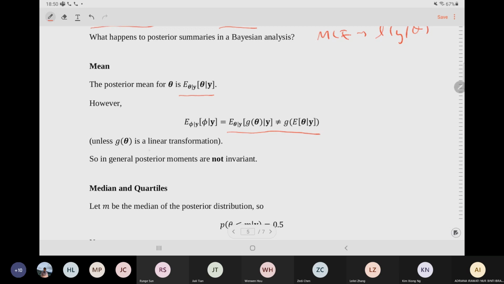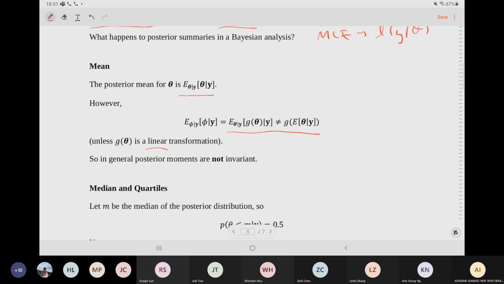Linear means like 2x, 3x. Because if it's a linear transformation, then it will be the same, because you have a constant, right? So if, for example, I have 2x, then the mean of 2x is actually 2 times the mean of x. That's actually a linear transformation. But for example, I have a function of theta that is theta squared.